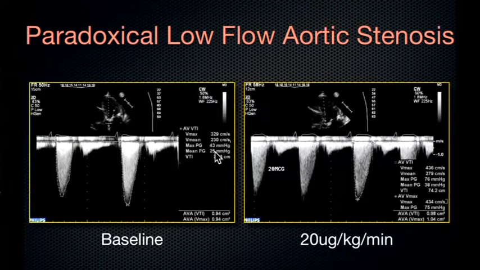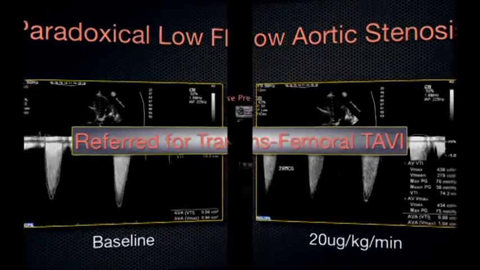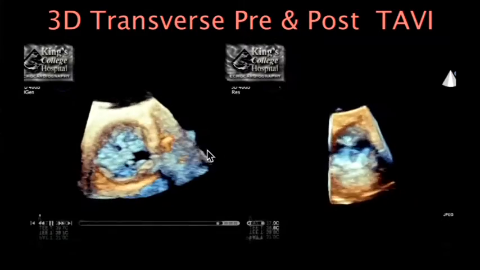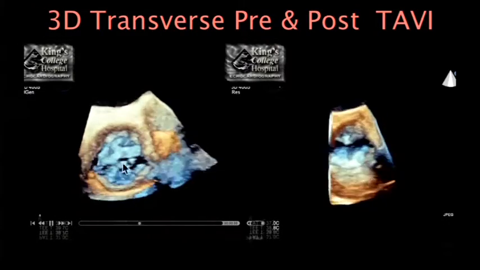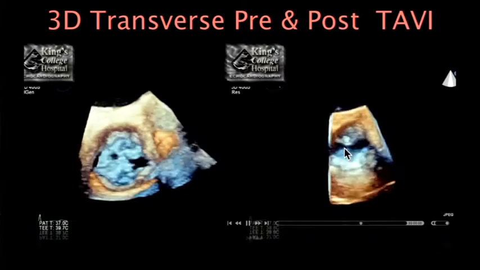Following 20 micrograms per kilogram per minute of dobutamine, you can see that the valve area did not change significantly, remained about 1, whereas the maximum pressure gradient increased to 76 and the mean to 38. So with that information, a more fixed valve area, an increasing gradient, we were relatively confident that we were dealing with paradoxical low flow, low gradient aortic stenosis. So this patient was in fact referred for transfemoral TAVI. And we can see here on these 3D TE images the transverse views of her stenotic aortic valve prior to TAVI, and here with a nicely working Sapien valve implanted across the native valve.